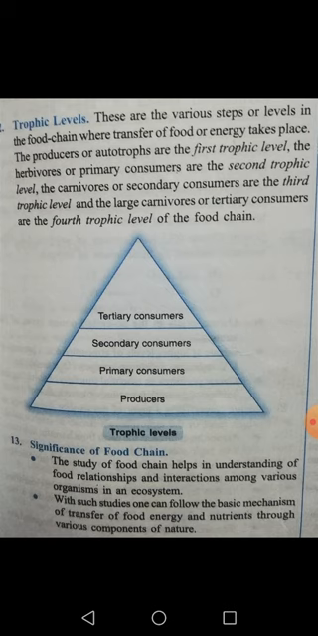तो we can make a conclusion that the producers are at the first trophic level, while the herbivores or primary consumers are at the second trophic level, the carnivores or secondary consumers are at the third trophic level, and the large carnivores or tertiary consumers are at the fourth trophic level. Here you can see producers are at the base, then primary consumers, secondary consumers, and tertiary consumers. And what is the significance of the food chain?